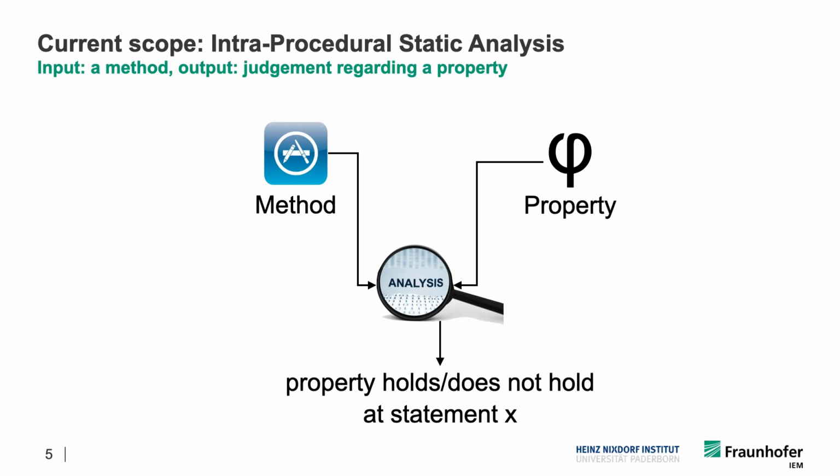Okay, so the scope for this week, like I already explained in the previous lecture, is the following. We are assuming that we're given two inputs for the analysis: a single method for the moment, not an entire program, just a single method independently of the others, and a certain program property that we want to decide. And we want to determine whether this property holds or not.